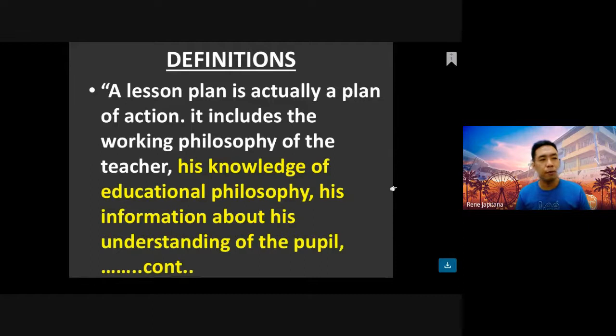We need to identify the learning ability of our learners because we always refer the difficulty of our lesson to the type of learners that we have in the classroom. So we need to put first priority and consideration always on the type of learners that we have. So we anchor our lesson plan to the type of learners and to your philosophy.